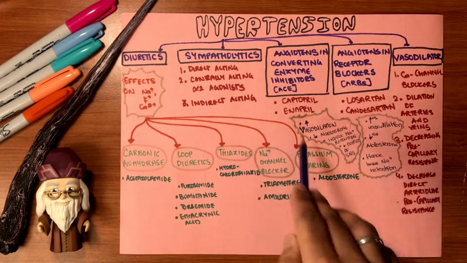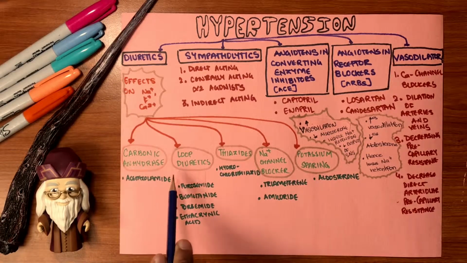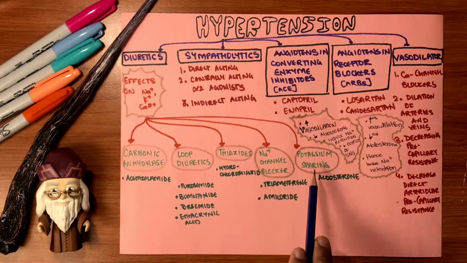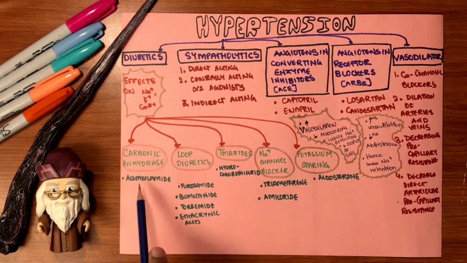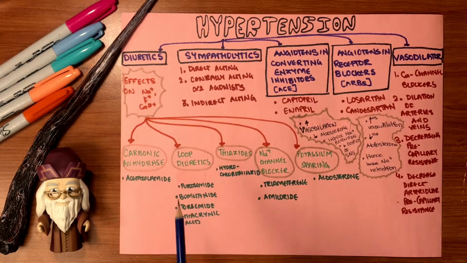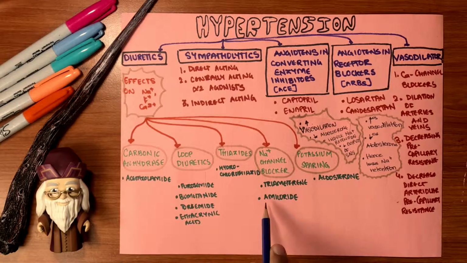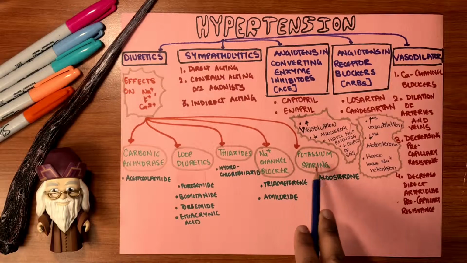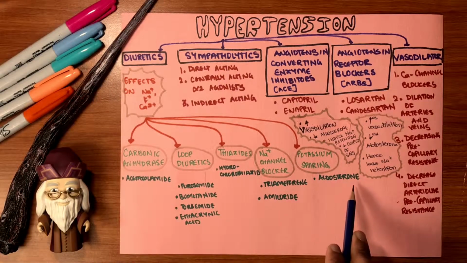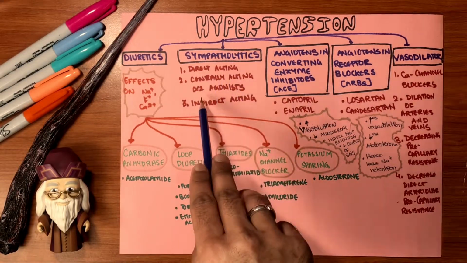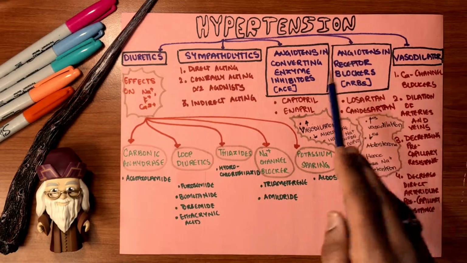It is further divided into carbonic anhydrase inhibitors, loop diuretics, thiazides, sodium channel blockers, and potassium sparing. Carbonic anhydrase inhibitors include acetazolamide. Loop diuretics include furosemide, bumetanide, torsemide. Thiazides include hydrochlorothiazide. Sodium channel blockers include amiloride. Potassium sparing includes aldosterone antagonists and also spironolactone. Now, we'll take a look at the sympatholytics and vasodilators later.